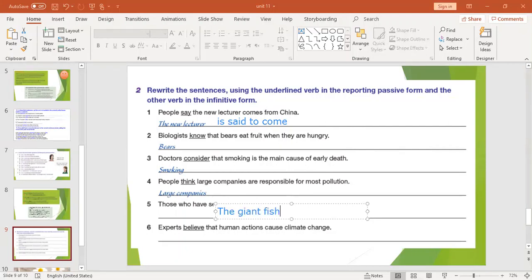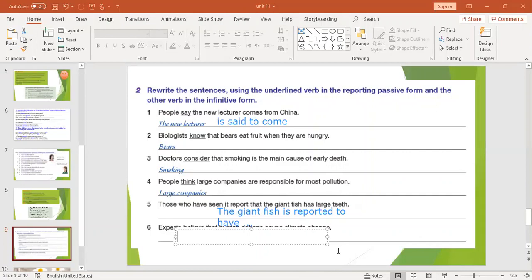The main thing which is reported is concerning the giant fish. So the giant fish is going to be the subject, is reported to have giant, large teeth, etc. Notice has should be changed into have because we are using the infinitive form after to.